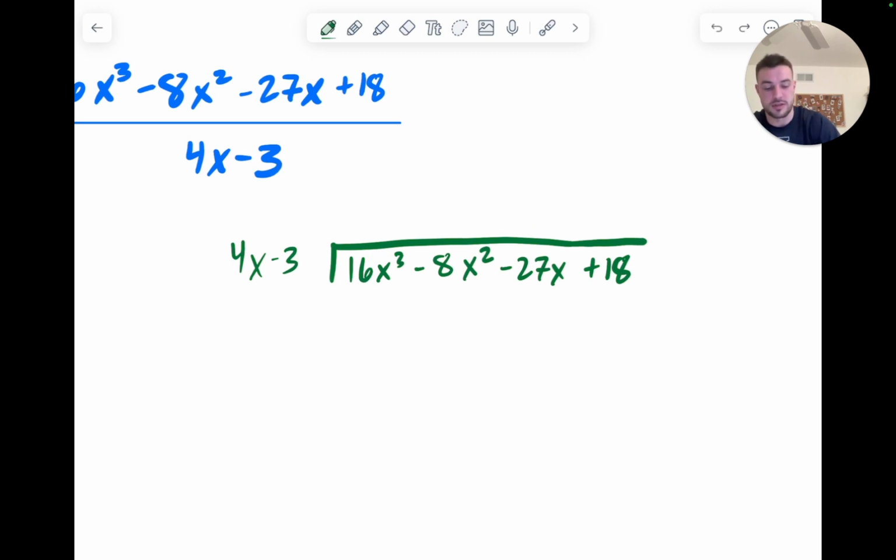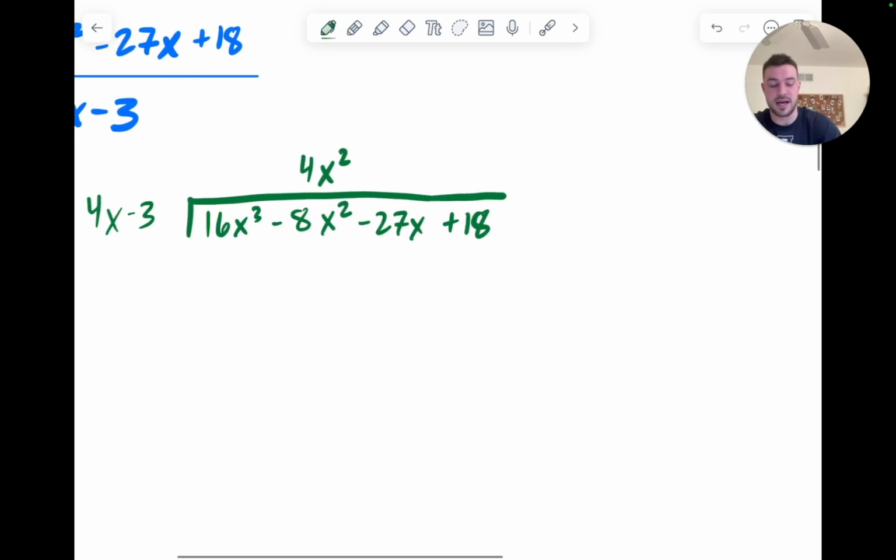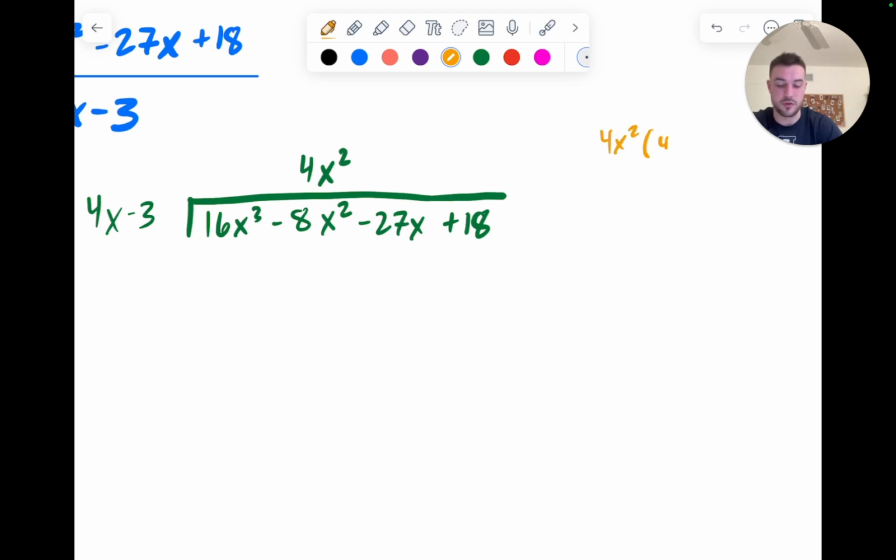And I actually should write this here. The reason I wrote this over a little bit is so our x squareds are above each other, just something I like to do to keep things organized. So just to show you what I'm doing on the side over here, I will do 4x^2 times 4x - 3. And if I multiply in, I get 16x^3 - 12x^2. So I'm going to put that right underneath the first two terms of the polynomial I am dividing.